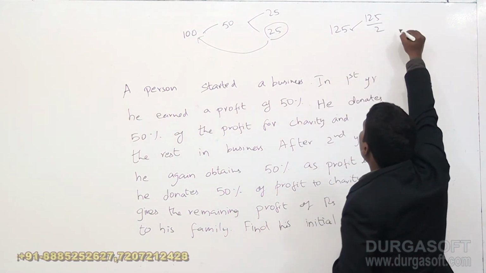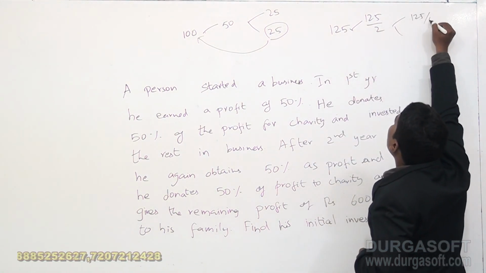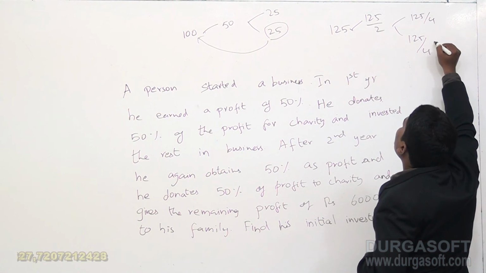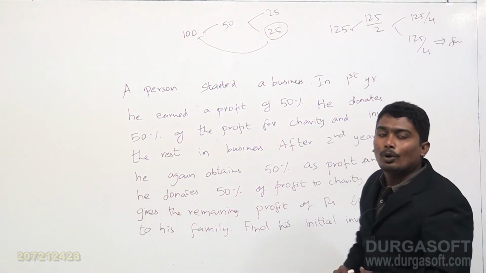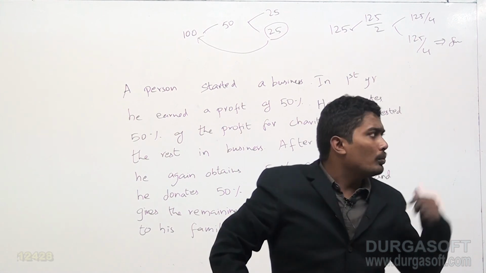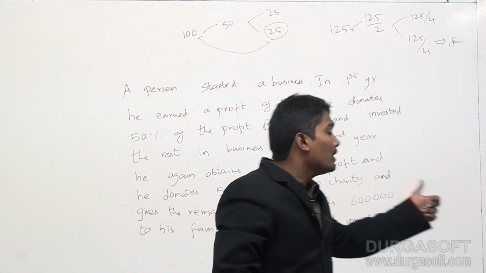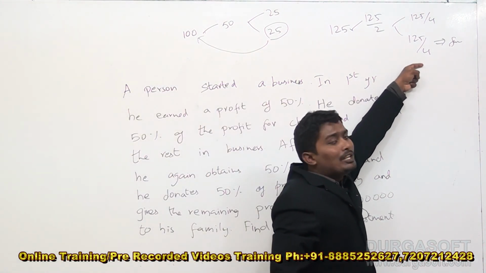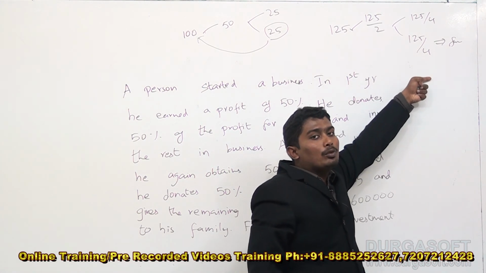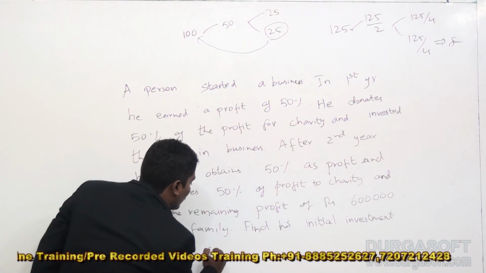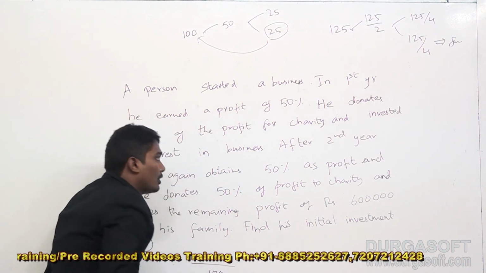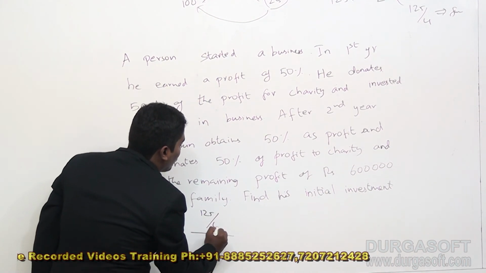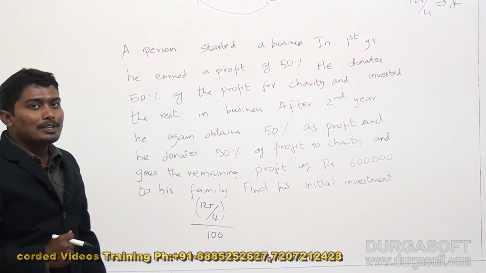Of this 125 by 2, again half: 125 by 4 he will give to charity, and 125 by 4 he will give to the family. I assumed that his investment was 100, which means the amount he gives to the family is 125 divided by 4. So for 100 rupees investment, the amount that he will give to the family is 125 by 4.